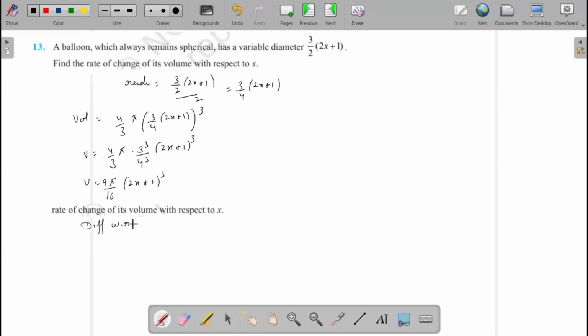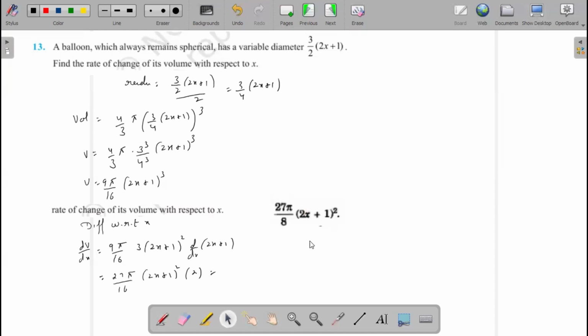Rate in change in volume with respect to x, so therefore you have to differentiate it with respect to x. 9 pi upon 16, first the differentiation of a power and then the differentiation of a base. 27 pi upon 16 2x plus 1 whole square, यहां आ जाएगी 2, कैंसिल कर देंगे तो आपके पास ये आ जाएगी, फिर गलत बोली जा रही है जी। 27 pi upon 8 into 2x plus 1 whole square. Next and the important one.